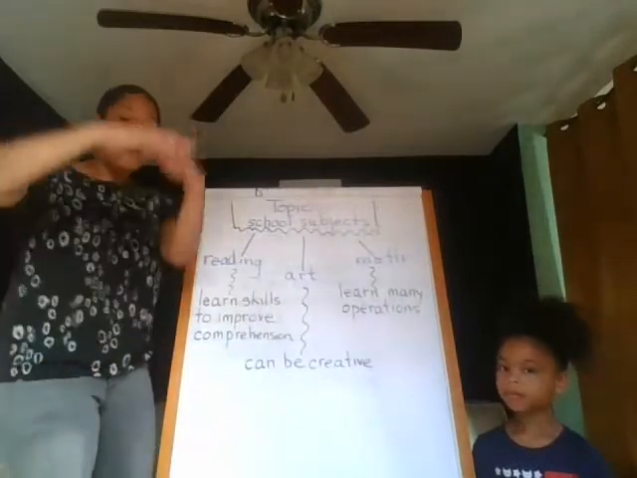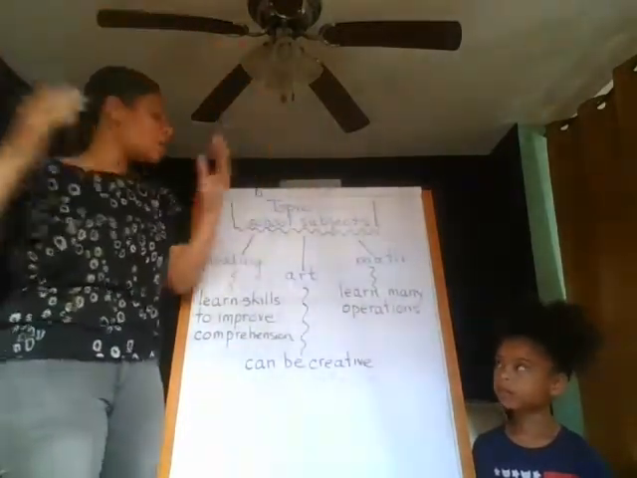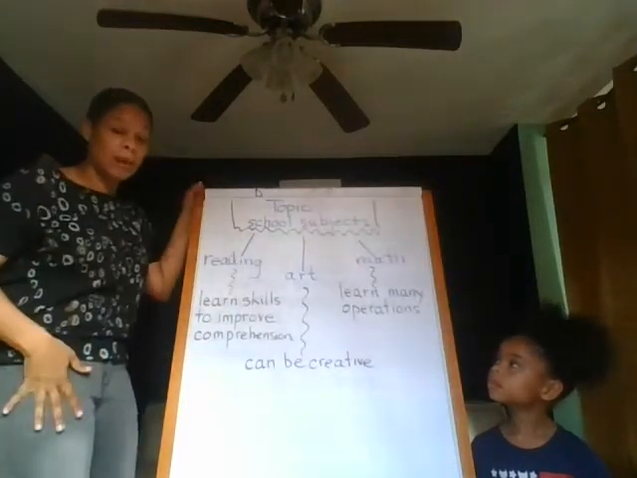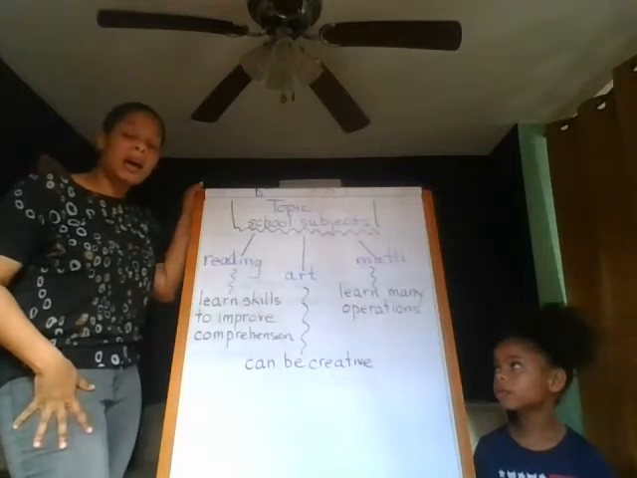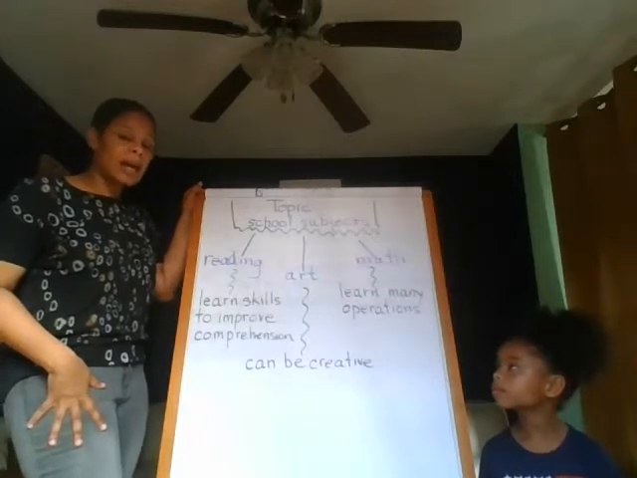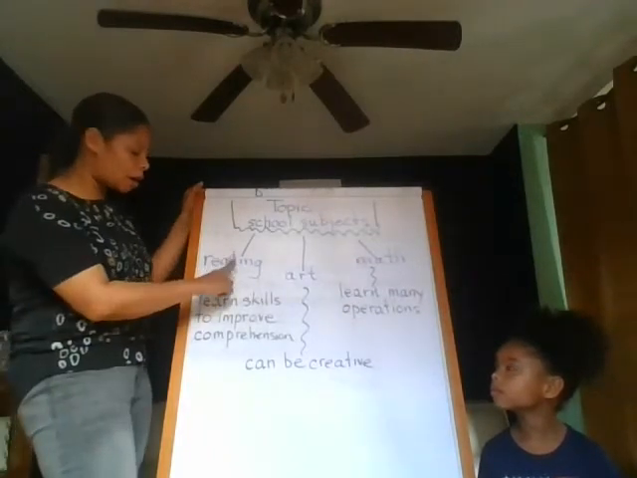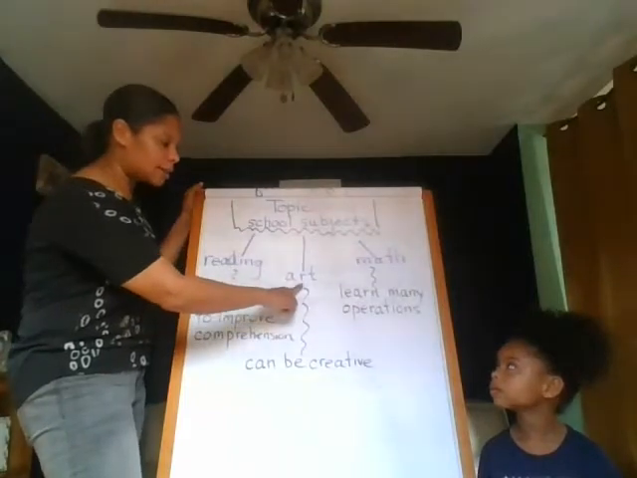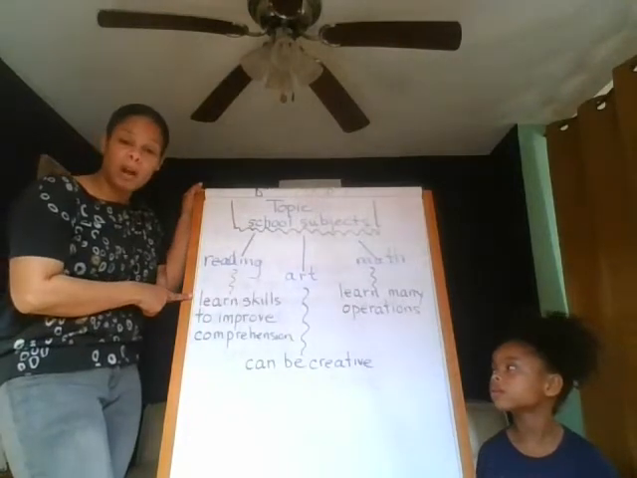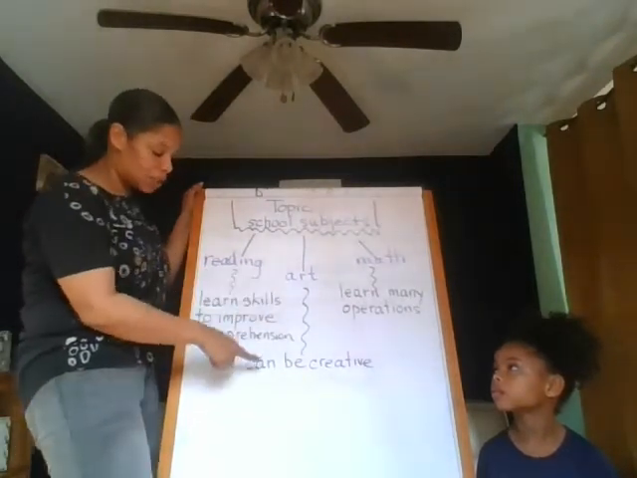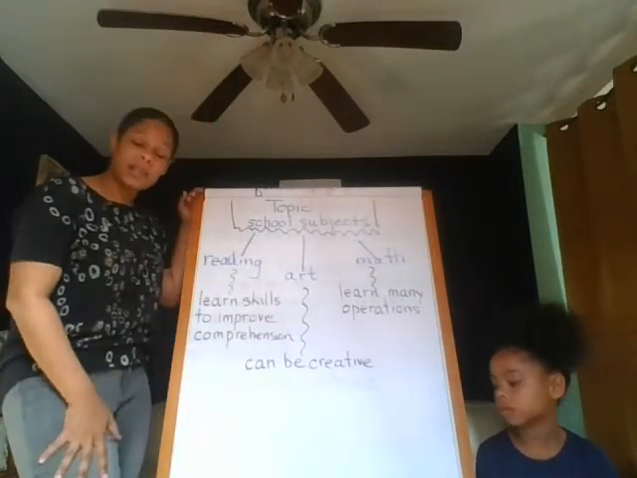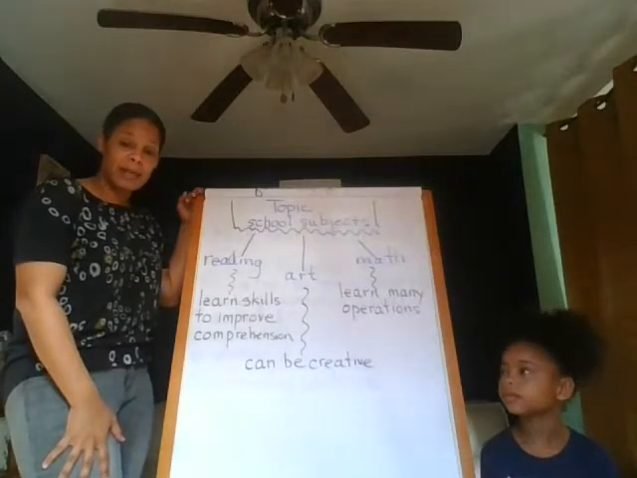Next, I told you to think about an umbrella. Our topic is our umbrella. So the topic I gave you was school subjects. This is what we're going to be talking about or writing about, school subjects. I asked you to think of 3 subjects that you enjoy, and I also gave you 3 subjects that I enjoy. So the 3 subjects that I enjoy are reading, art, and math. I enjoy reading because you get to learn skills to improve your comprehension. I enjoy art because you get to be creative, and I enjoy math because you get to learn many operations like addition, subtraction, division, etc.